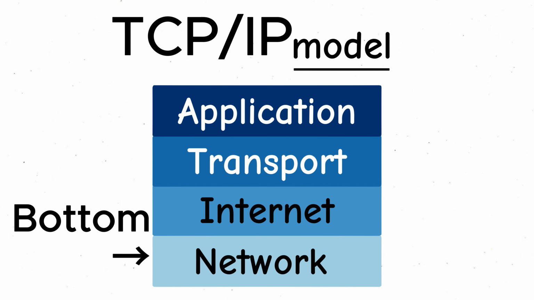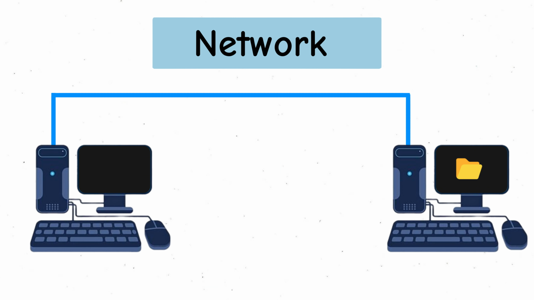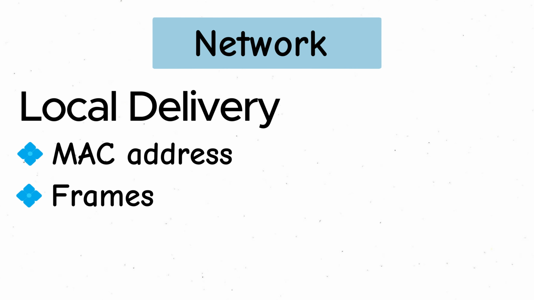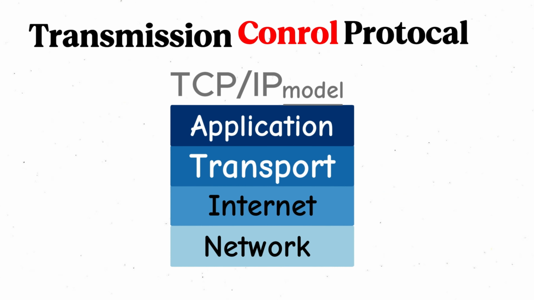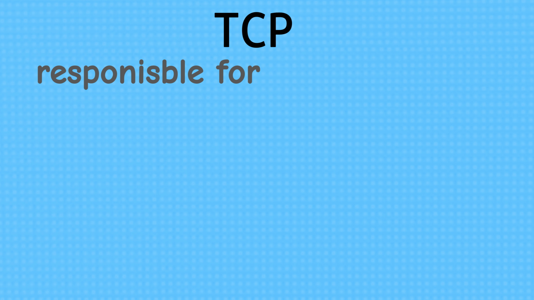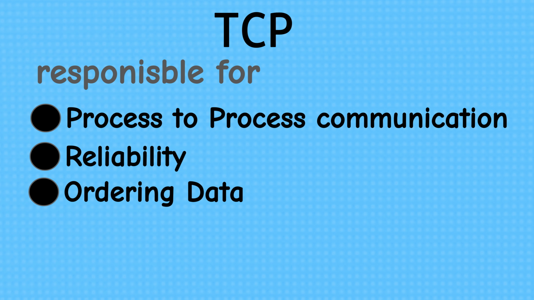At the bottom is the network access layer. This layer handles local delivery. It works with MAC addresses, frames, Ethernet, and Wi-Fi to physically send data out of your device. Transmission Control Protocol operates at the transport layer of the TCP/IP model. This means TCP is responsible for process-to-process communication, reliability, and ordering of data.